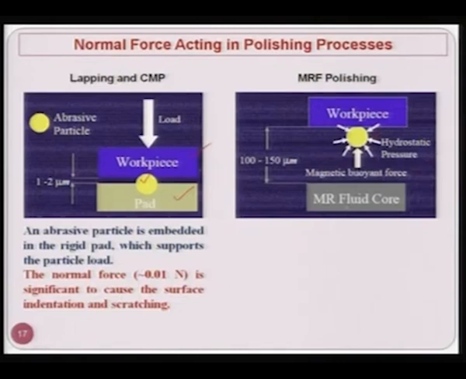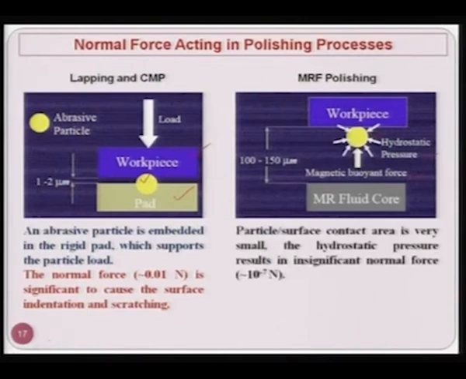These are the two major constituents which contribute to the normal force on the abrasive particle, which is transferred to the workpiece. Now, the amount of the force compared to what you have in CMP is much lower. As you can see here, the particle surface contact area is very small. The hydrostatic pressure results in insignificant normal force, that is 10 raised to power minus 7 Newton, while in case of CMP it is 10 raised to power minus 2 Newton.